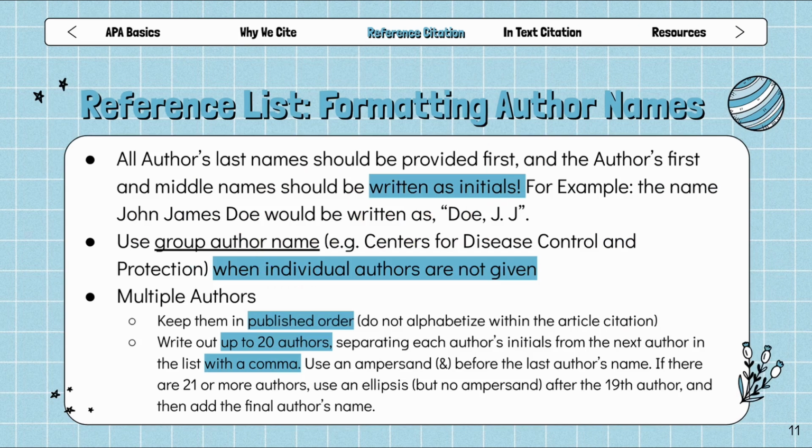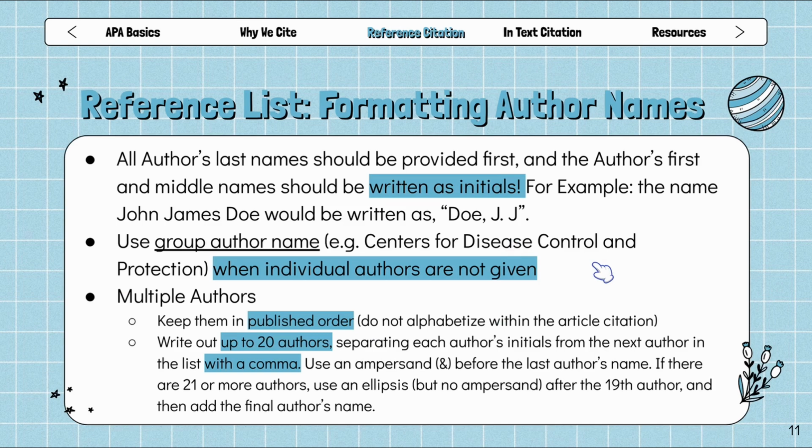Additional reference tips. First, tips for formatting author names. All author names should be provided first, and the author's first and middle names should be written as initials. For example, the name John James Doe would be written as Doe, comma, J, period, J, period. When there's no individual author's name, utilize a group or organization name.